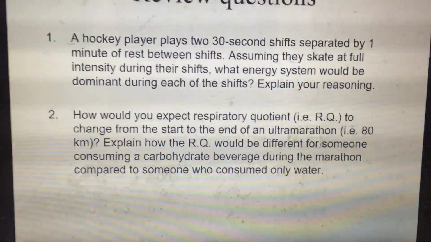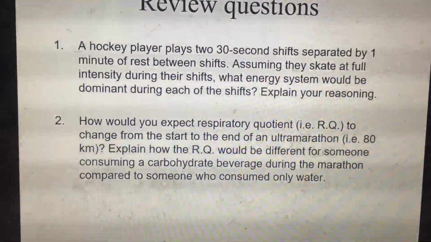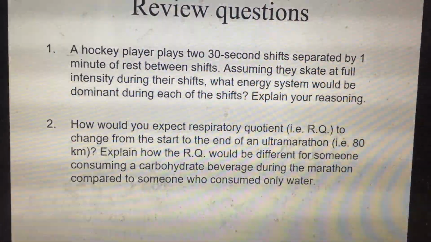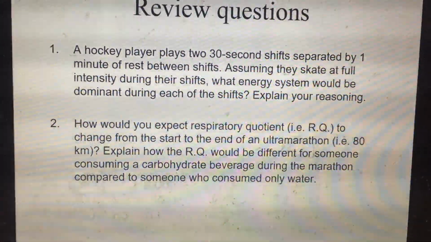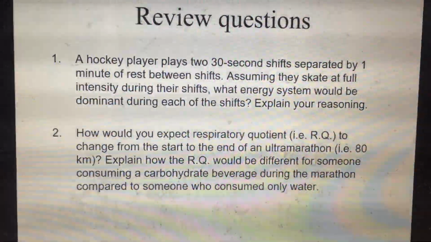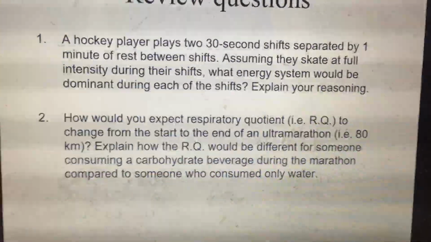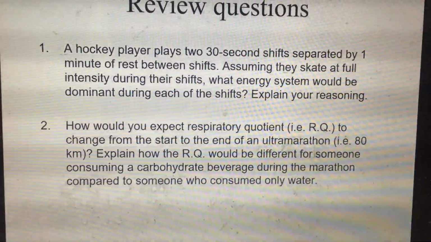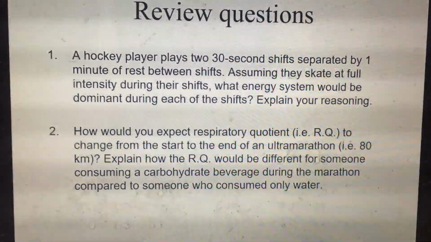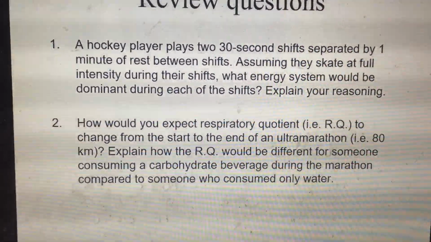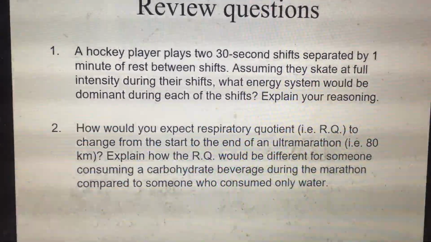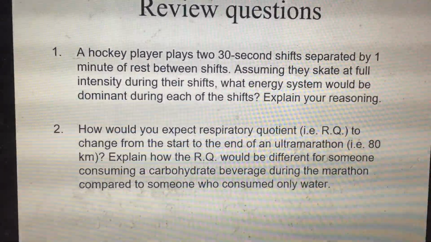So the second question: how would you expect respiratory quotient, or RQ, to change from the start to the end of an ultramarathon? This is 80 kilometers of running. And explain how the RQ would be different for someone consuming a carbohydrate beverage during the marathon compared to someone who consumed only water. So at the start of your marathon, your RQ would be higher than at the end of the marathon, because by the end of the marathon, you're probably running out of glycogen stores and your body is shifting to oxidize mainly fats at your muscle.